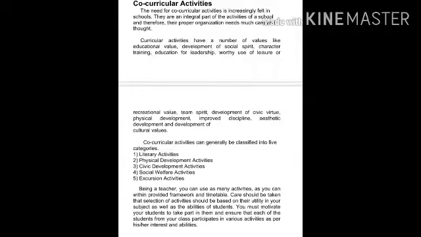Next life skill is co-curricular activities. Today's school is giving attention to a child's health, hygiene, sanitation and safety.